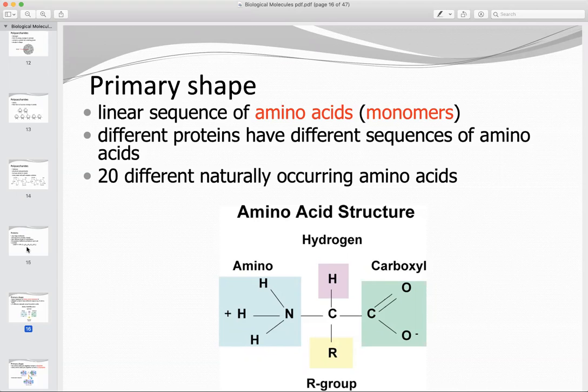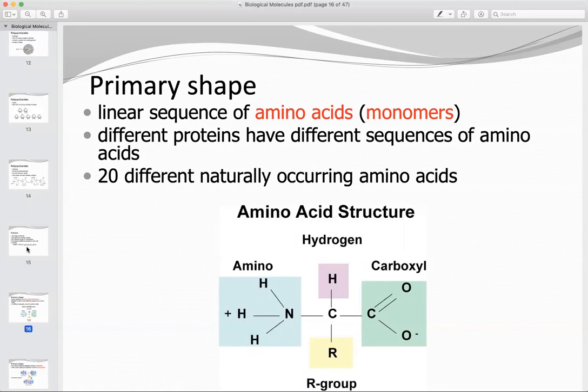Different proteins have different sequences of amino acids. So again, if we continue to work backwards and try to relate structure to function, then the sequence or arrangement of amino acids in this primary structure is going to dictate the function of our protein.